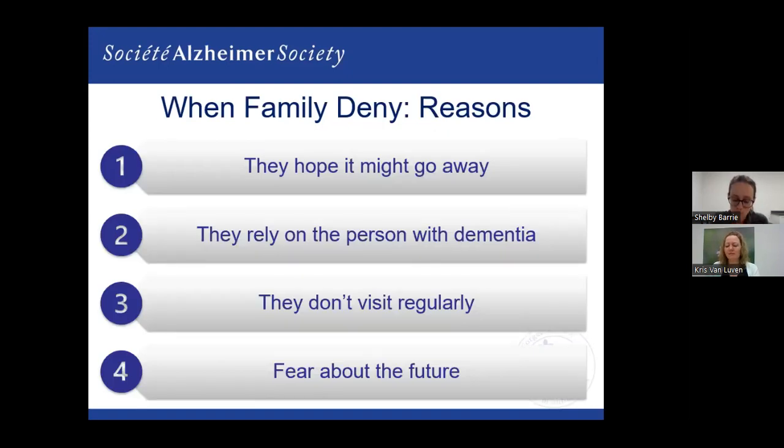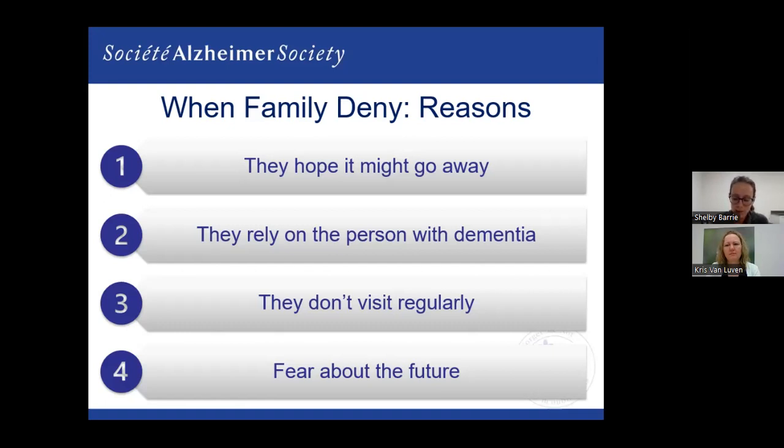So there are many reasons why a family member may deny that someone close to them has dementia or is showing signs of dementia. So let's take a look at some of these reasons. They might hope that it'll go away and that the person will get better. So kind of like, oh, if I don't address it, maybe it will just go away on its own and take care of itself. But unfortunately, we know that dementia is a progressive and degenerative disease that does not get better with time. So those changes will continue with time. And at some point, those changes will become quite evident.